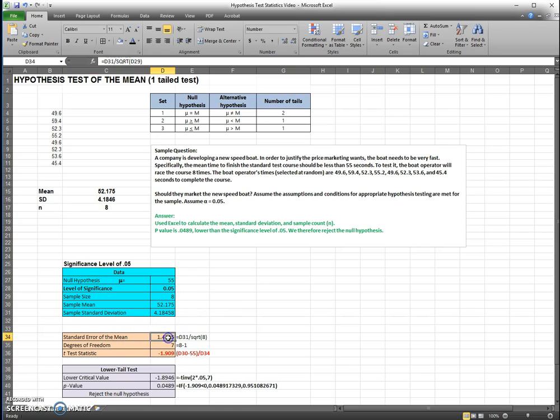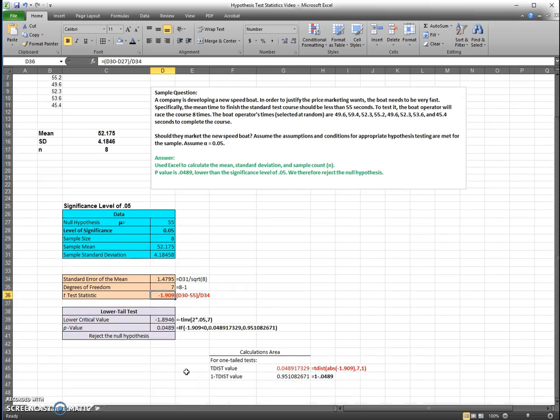So, standard error of the mean. Here I divided my sample standard deviation by the square root of my sample size, and I have listed the equations out to the side as well for better viewing and assistance. Degrees of freedom, that's n minus 1. N is 8, so 8 minus 1 is 7. T statistic: here I took my sample mean and subtracted the value for the null hypothesis, 55, and divided that by my standard error of the mean, and come up with negative 1.909.